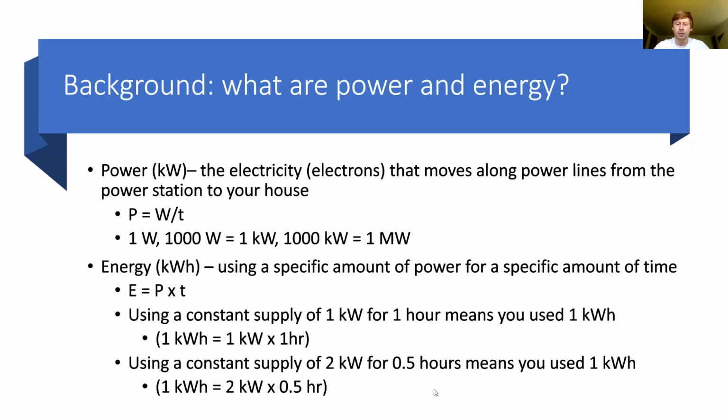So down here we have a couple examples of power and energy, and that might help clarify the difference between the two. So you have 1 kilowatt hour, and that's equal to using 1 kilowatt for 1 hour. But you can also use 1 kilowatt hour of energy by using 2 kilowatts of power for the shorter half-hour amount of time. So, you can get the same amount of energy use through using different amounts of power for different amounts of time.